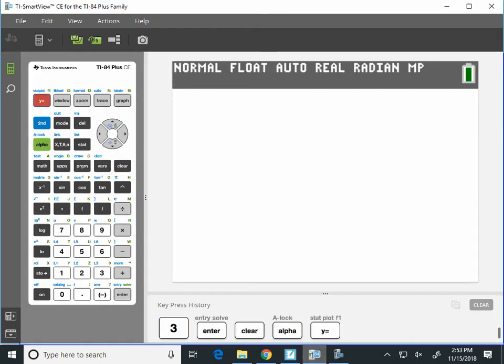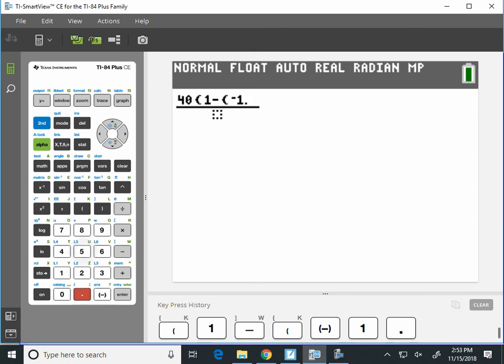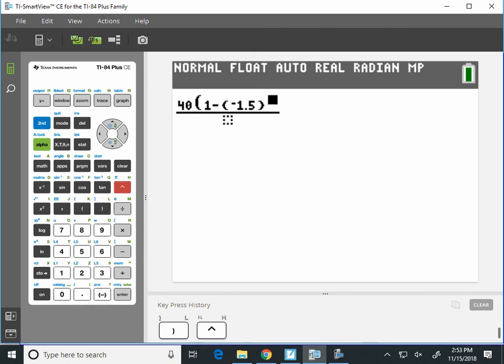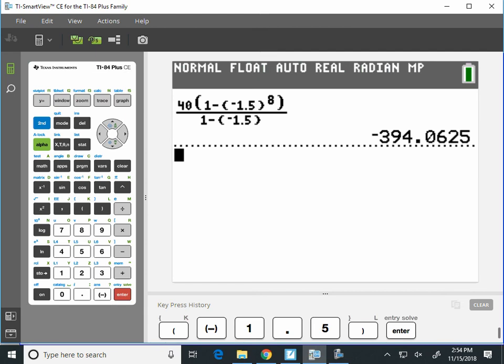Okay. So make your fraction. You're going to start with 40. Now just be really careful here. 1 minus. Put your common ratio of negative 1.5 in parentheses to the 8th power. Bring your caret down to close the numerator. Then in the denominator, you're going to do 1 minus negative 1.5. When you hit enter, that should be the answer that you get, negative 394.0625.